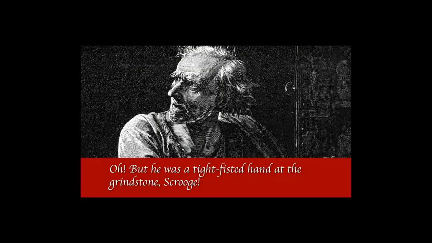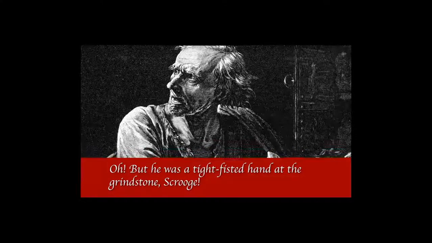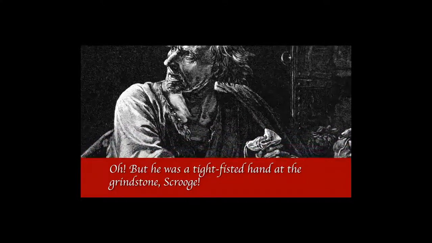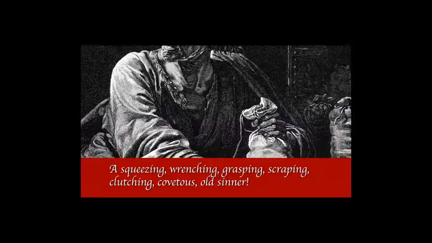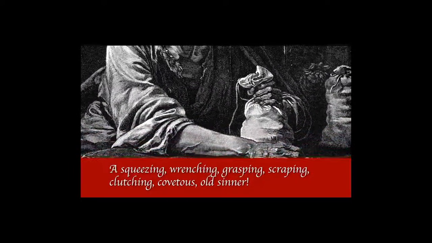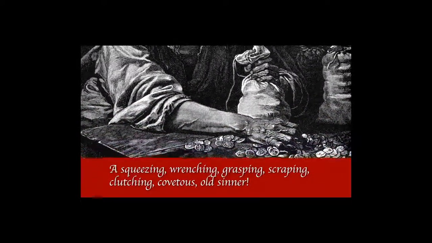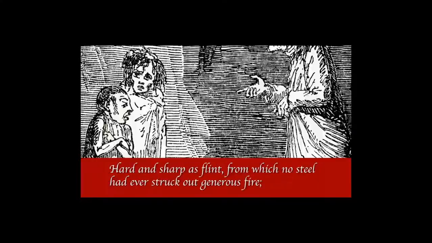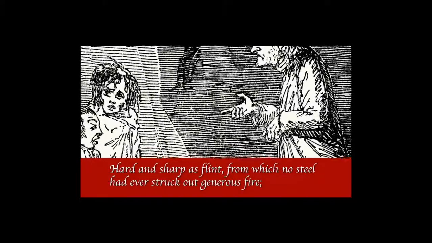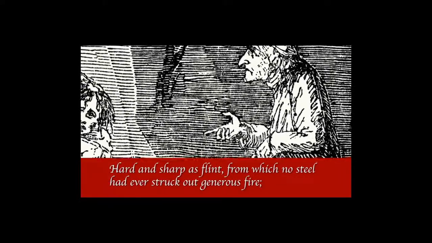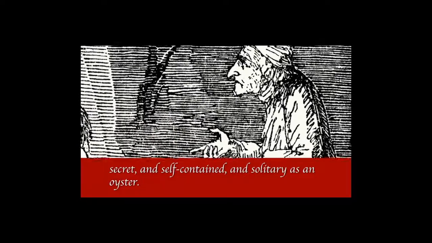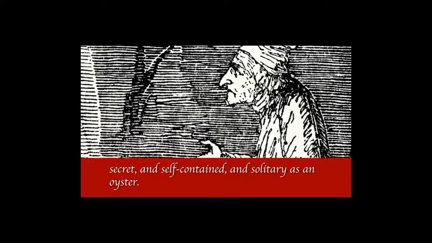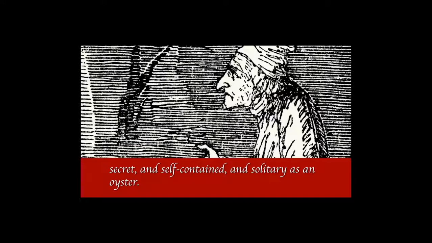Here is a description of Ebenezer Scrooge from A Christmas Carol by Charles Dickens. Oh, but he was a tight-fisted hand at the grindstone, Scrooge. A squeezing, wrenching, grasping, scraping, clutching, covetous old sinner, hard and sharp as flint, from which no steel had ever struck out generous fire, secret and self-contained, and solitary as an oyster.